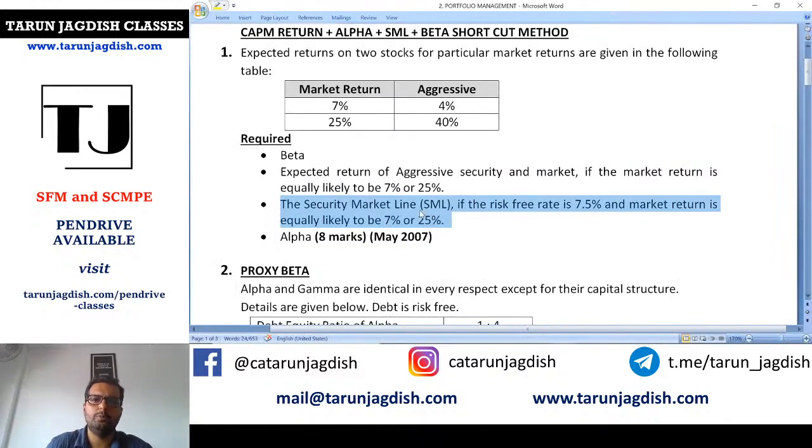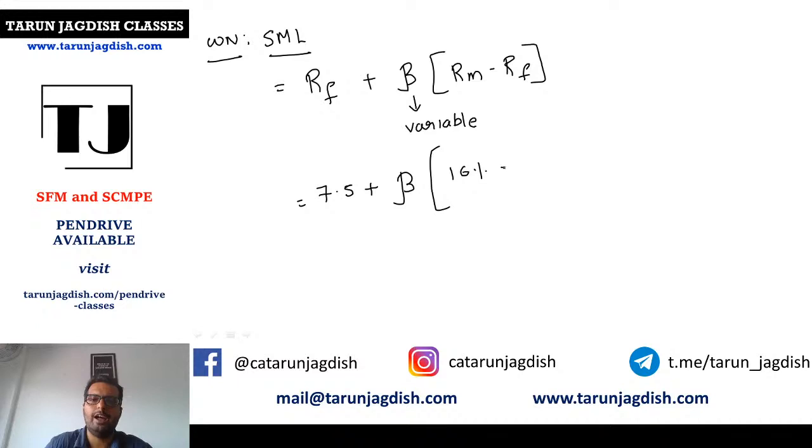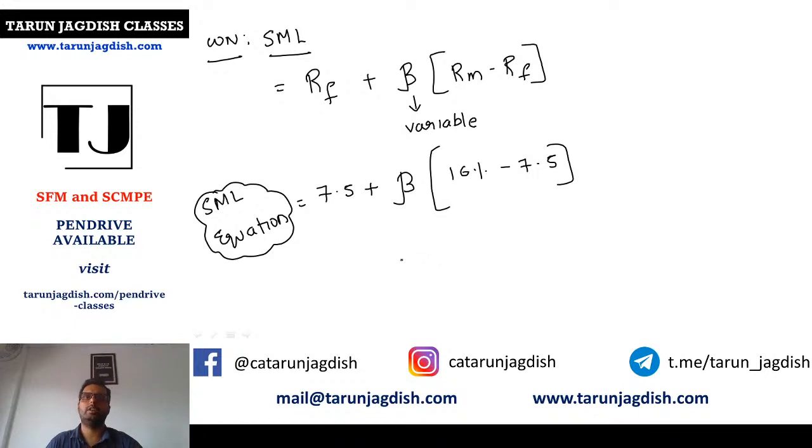RM is equally likely to be 7 or 25, means that is 16, the average, minus 7.5. This equation is what we call the SML equation. As beta keeps on changing, the required return will keep on changing. Can you write down till here in your books now?